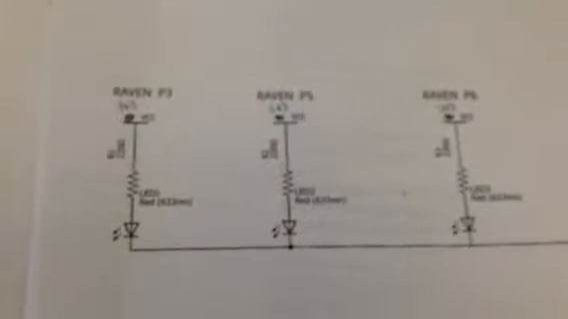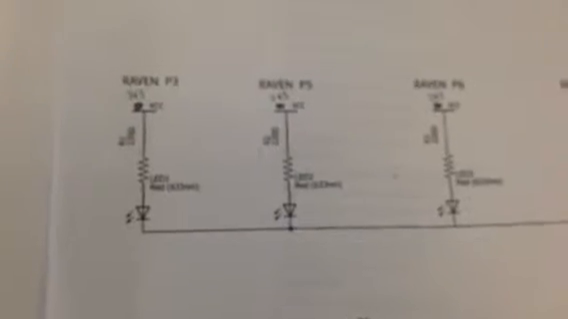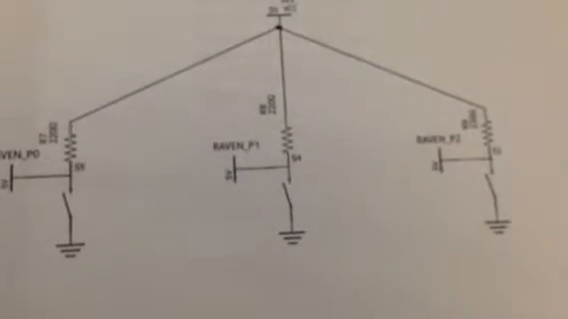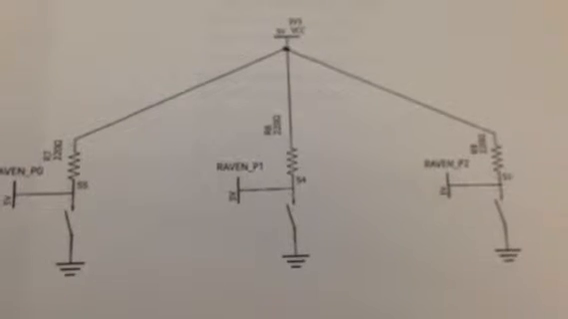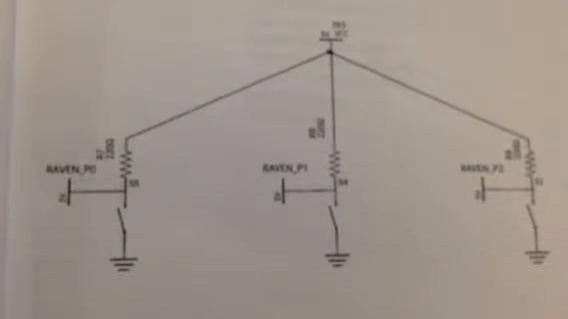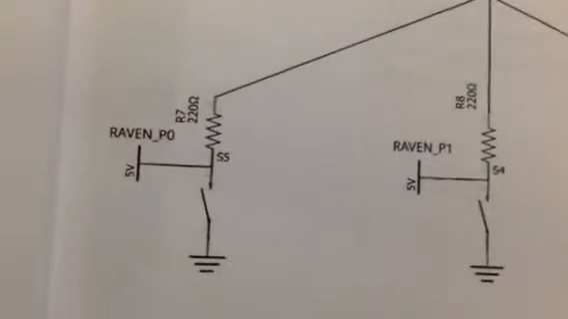Our schematic, real quick, I'll just go over that. We have 6 LEDs. They are connected to 3.3 volts power on our Raven board, all connected to 1 ground. They each have a resistor going to the LED. Then we have our 3 push buttons, which are connected to 1 power source, 3.3 volts as well, and they are each grounded separately. So we have our source, our resistor, and then our push button, which is grounded.